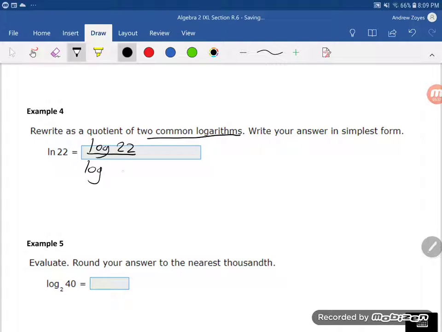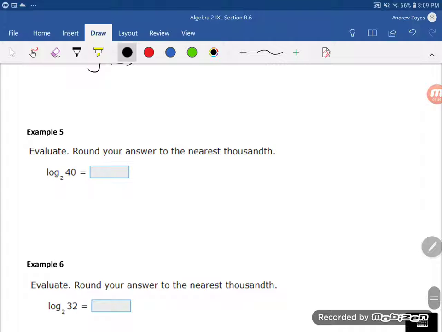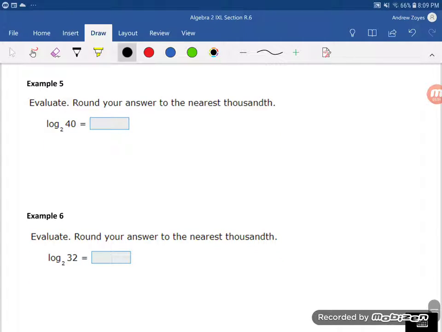And now we need to find the base to go on bottom. But notice the base isn't shown directly to us. Instead, we have to remember that ln has a base of e, so we need to put an e down there. So log of 22 divided by log of e is what this converts to. Beautiful. All right, so now we're actually going to do some calculations with this.